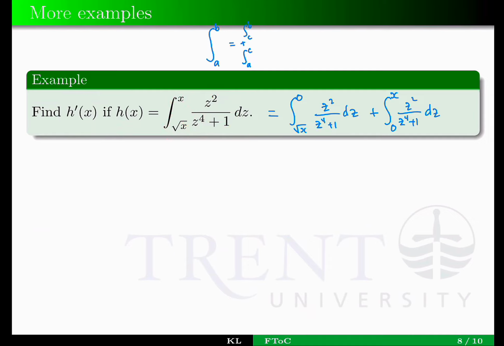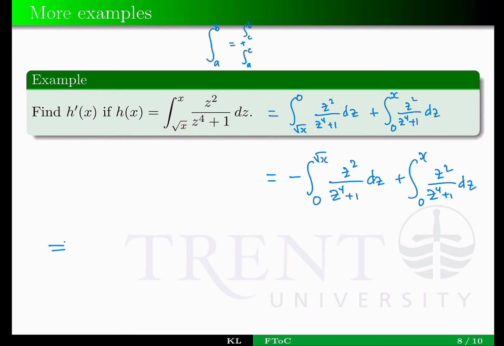Furthermore, in here, the lower limit of integration is in terms of x. In here, the upper limit of integration is constant. We have to flip it. So this one can now be written as negative integral from 0 to square root of x of z squared over z to the 4 plus 1 dz plus the integral from 0 to x of z squared over z to the 4 plus 1 dz.